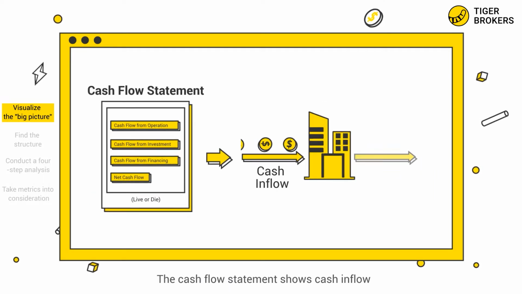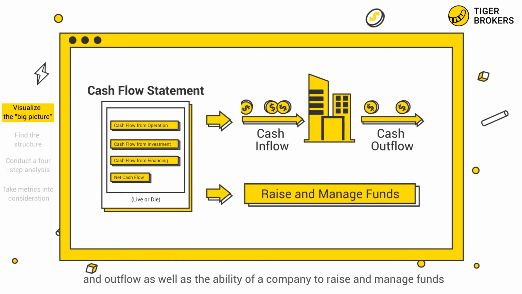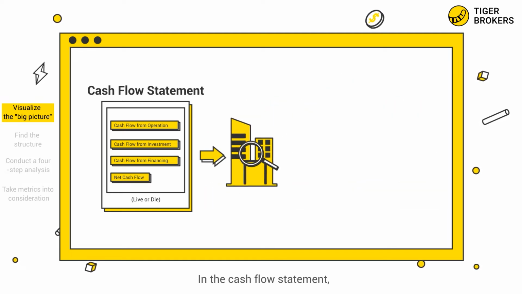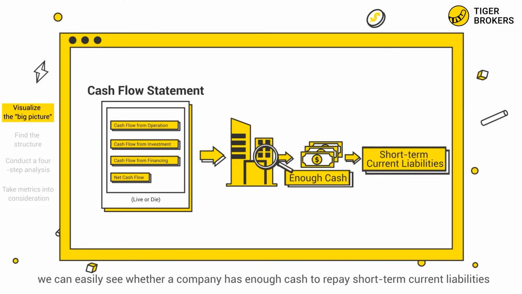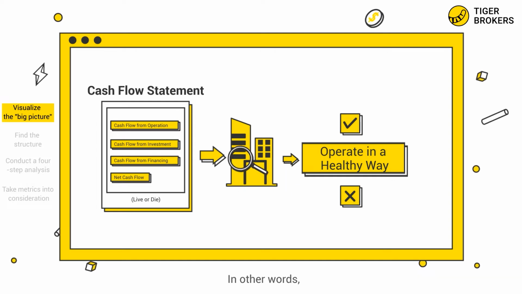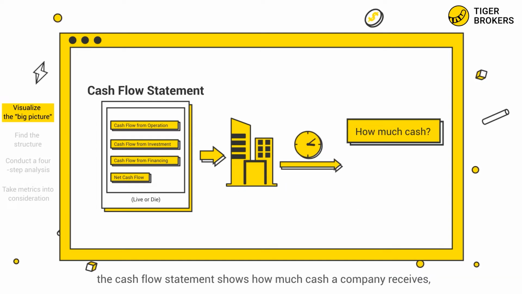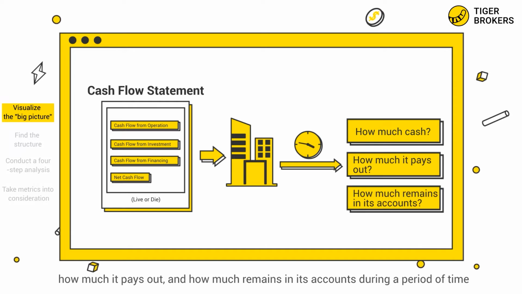The cash flow statement shows cash inflow and outflow, as well as the ability of a company to raise and manage funds. In the cash flow statement, we can easily see whether a company has enough cash to repay short-term current liabilities, and therefore whether it will be able to continue to operate in a healthy way. In other words, the cash flow statement shows how much cash a company receives, how much it pays out, and how much remains in its accounts during the period of time.